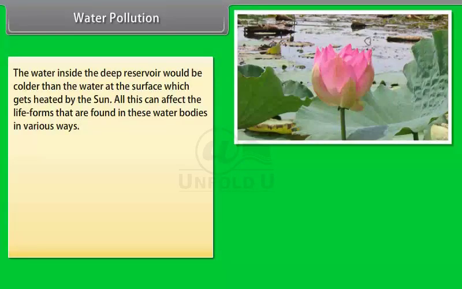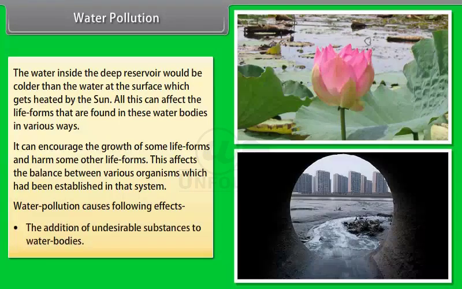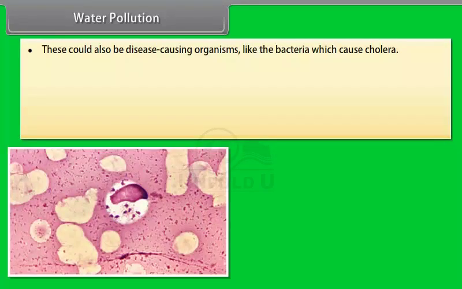The water inside a deep reservoir would be colder than the water at the surface, which gets heated by the sun. All this can affect the life forms that are found in these water bodies in various ways. It can encourage the growth of some life forms and harm some other life forms. This affects the balance between various organisms which had been established in that system. Water pollution causes the following effects: the addition of undesirable substances to water bodies. These could also be disease-causing organisms like the bacteria which cause cholera.